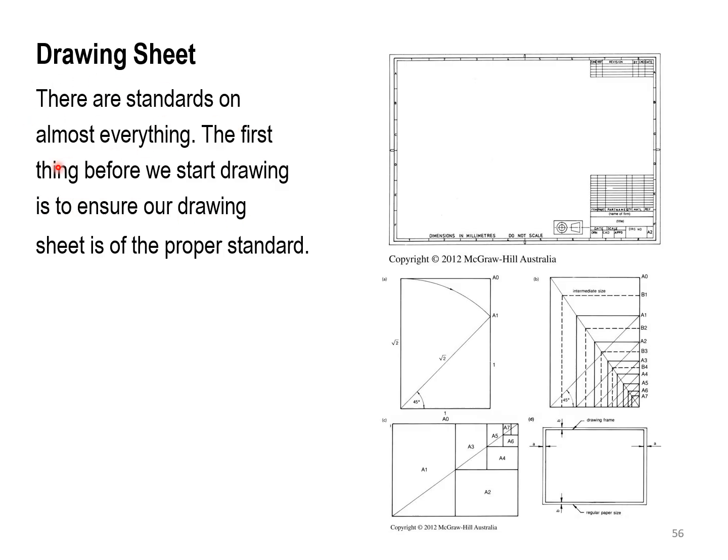There are standards on almost everything. The first thing before we start the drawings is to ensure that our drawing sheet is of the proper standard. So once again, in Australia we're going to use the standard AS 1100 from 1992, and you can see from this diagram here we are going to have our engineering drawings. Here we are going to have the detail box.